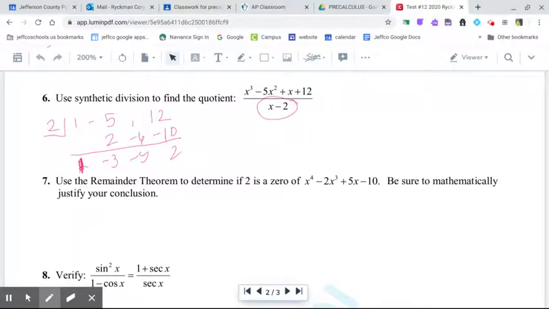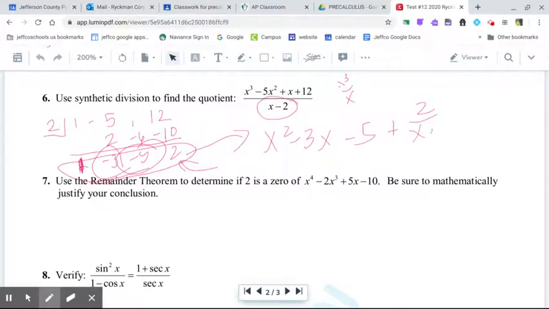Now, the quotient, there's all these different kinds of answers here. The quotient is what's the answer to the division problem. So when I took x into x cubed, the power then is x squared. So the results here tell me my answer is x squared minus 3x minus 5. And then this is the remainder plus 2 over the divisor x minus 2. All right.